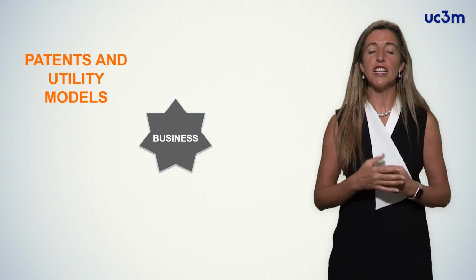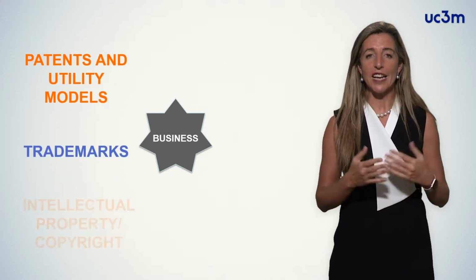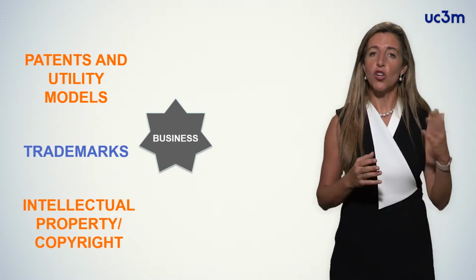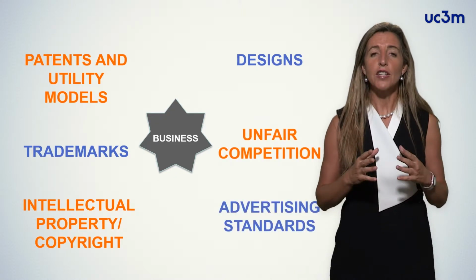What kind of legal tools can we use to protect our key assets and preserve our competitive advantages in the market? In Block 3, we are going to analyze the different legal tools that competition law, intellectual property law, and advertising law provide us with. We're going to talk about patents and utility models. We're going to talk about trademark. We are going to talk about intellectual property and copyright. We will talk about design, and we will also talk about competition law and advertisement rules.